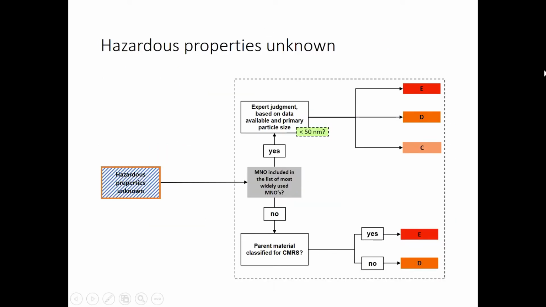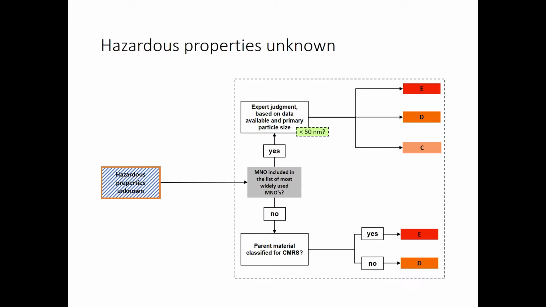This is the box unknown. So what's happening to the unknown nanomaterials? Stoffenmanager Nano contains a list of widely used nanomaterials. And based on expert judgment and data for the nanomaterials as well as mother material, hazard bands are pre-assigned to these nanomaterials. Then you'll be questioned whether you have a small or large nanomaterial, threshold 50 nanometers, and depending on that answer, you go to the hazard band C, D, or E.